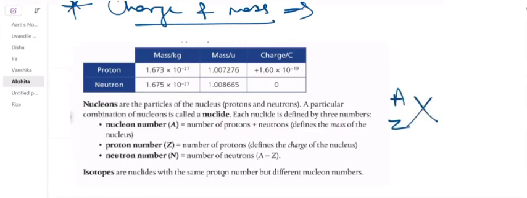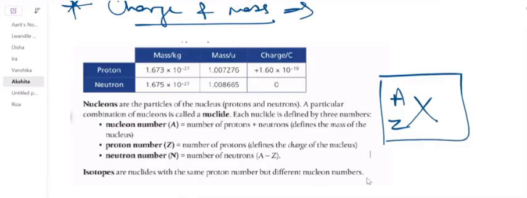A, Z. So what are isotopes? Isotopes have the same number of protons but a different number of nucleons. So this will be different and this will be the same, for isotopes. Any question? Please write it down. Kindly be quick.